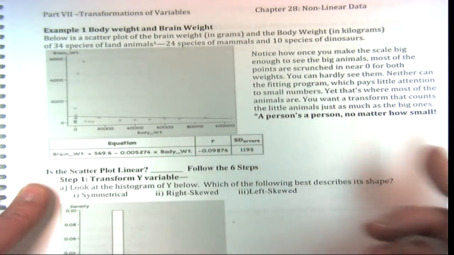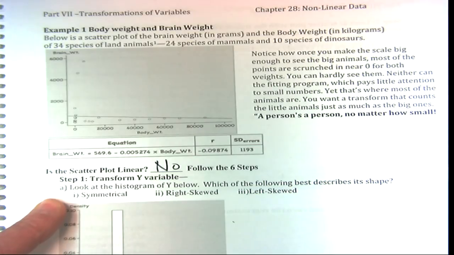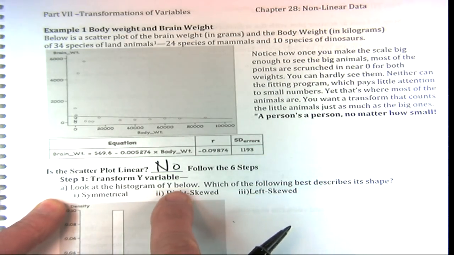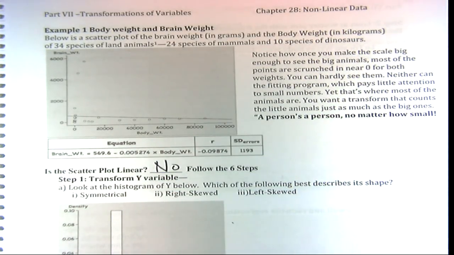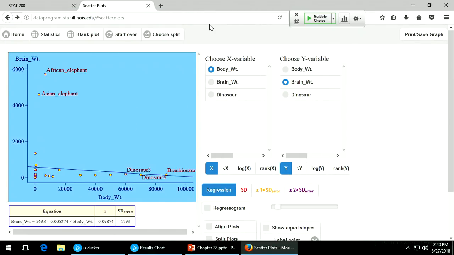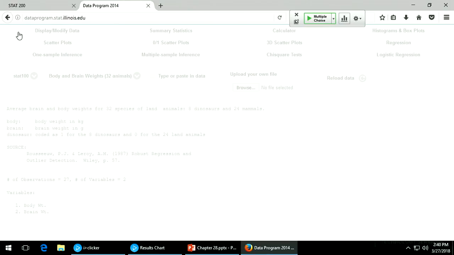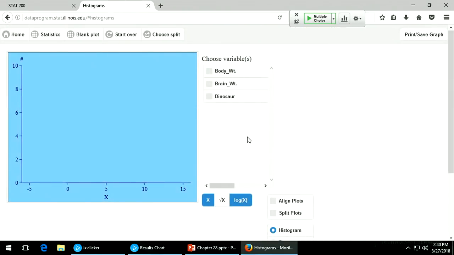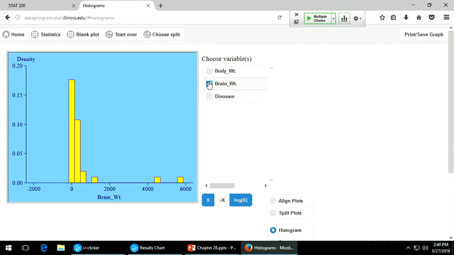So is the scatter plot linear? No, that's not linear. So now we have to follow our steps. We transform. Now here's your clicker question, because we're going to go back to the PC and look at a histogram. Let's go to home and look at a histogram of the Y, the brain weight. See how this is the same one you have in your notebook. Now I want you to answer this clicker question.